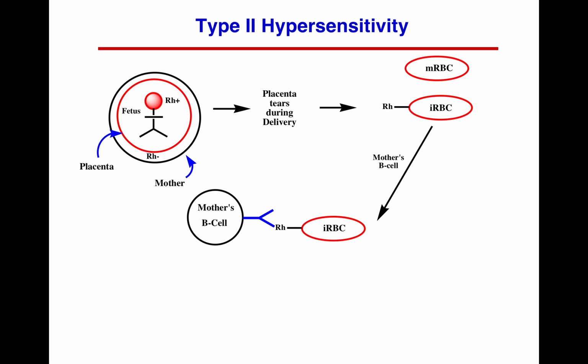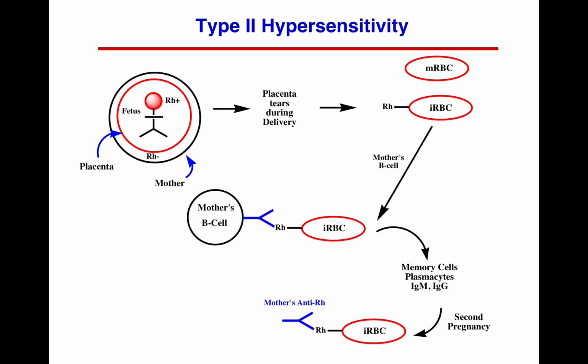Now that can initiate an immune response in which the mother's B cells recognize the Rh factor and generate antibodies to the Rh factor. And these of course present memory cells, plasmacytes, and IgM and IgG. Now on a second pregnancy, this is where the problem comes in: if the infant is Rh positive too, the mother has generated anti-Rh antibodies from the first pregnancy, and so this would be like the booster.